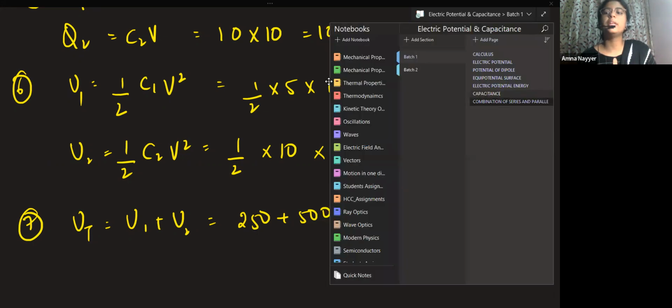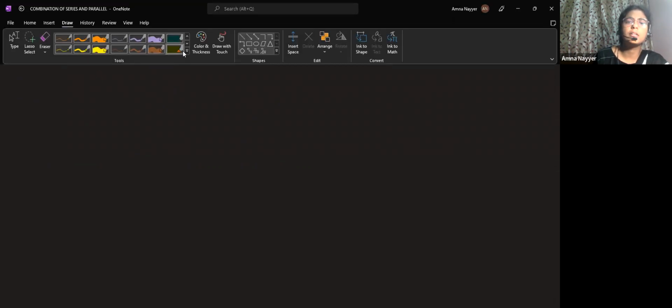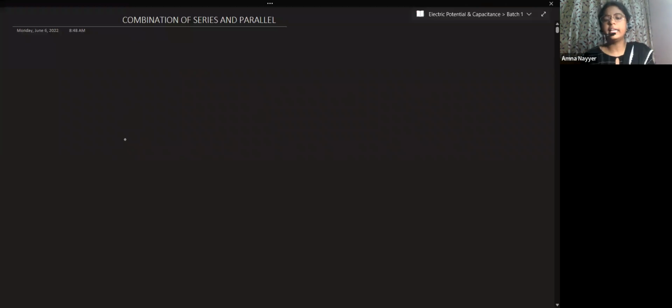Let's see, combination of series and parallel. Now we'll begin with questions only. The theory part, you know the theory part. The equivalent capacitance for series was just by taking the reciprocal of it and adding them, and then the equivalent capacitance in case of parallel, you simply add it. So see, we'll begin with questions only.